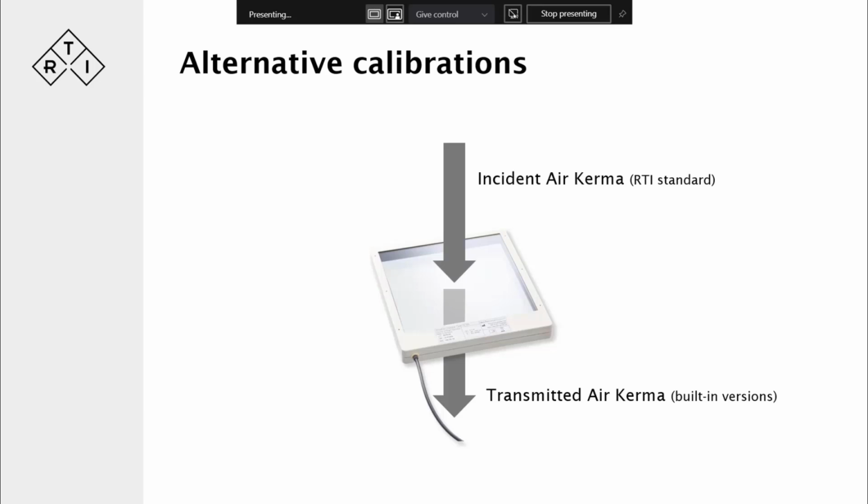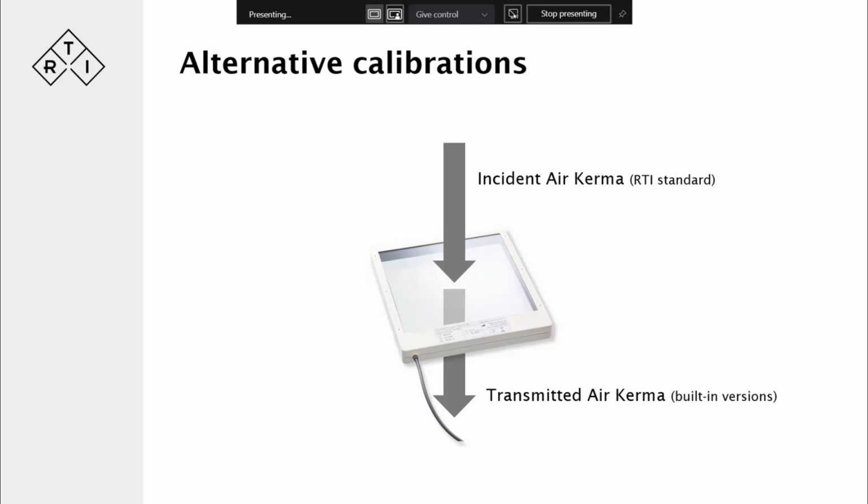So that's also something we need to keep in mind when we're comparing values between different DAP chambers. Are we comparing apples with apples? Meaning, are we looking at the same calibration, measuring the same quantity, incident or transmitted air kerma? So that's what we need to watch out for. And that's about it when it comes to the basics of the DAP.